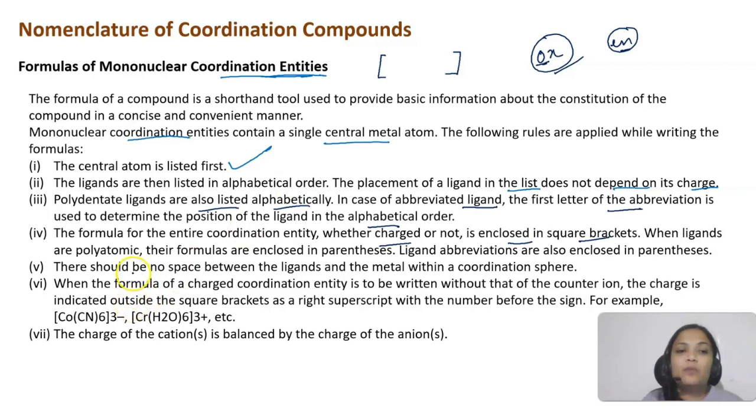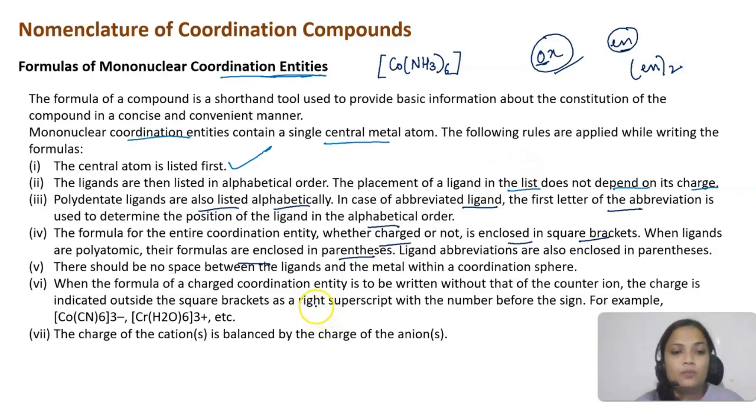When ligands are polyatomic, their formulas are enclosed in parentheses. Like here you have ammonia and you have to write 6 ammonia. So you will be writing ammonia in parentheses and then put 6 there. And abbreviated ligands are also enclosed in parentheses. Like if you have ethylene diamine, so (en)2, like this you will be writing.